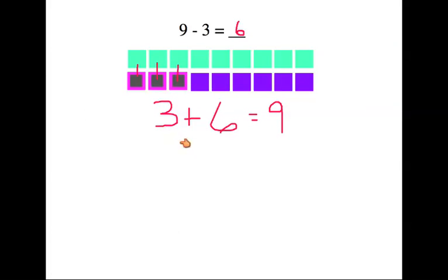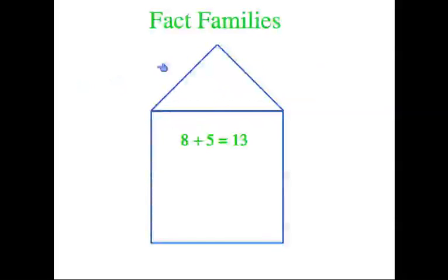If you know your addition facts, you can use what you know about addition to help you answer subtraction problems. Let's see how that works. A fact family is a group of numbers that go together like a family goes together, and it's fun to think about them living in a house. So you can make a house shape by making a triangle and a square, and that can help you to understand how fact families work. So here we have 8 plus 5 equals 13.